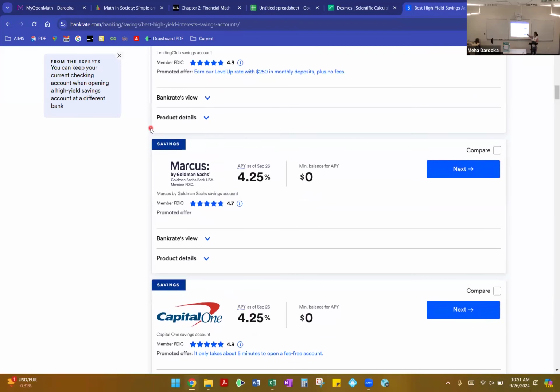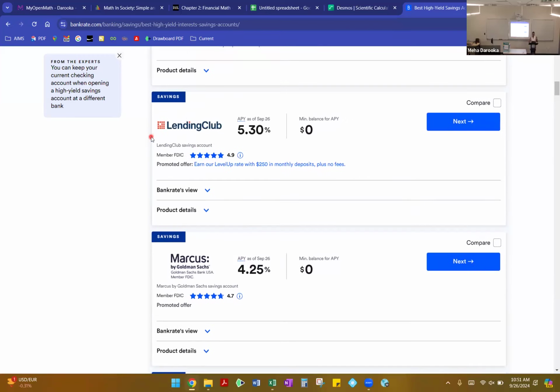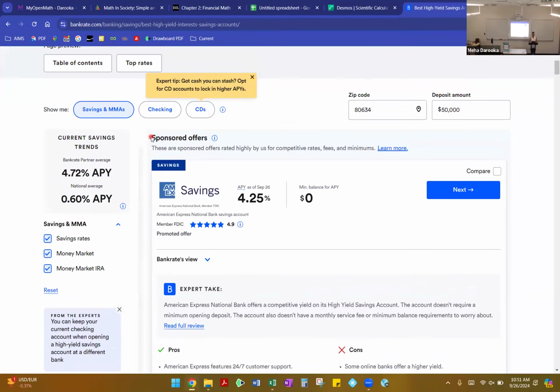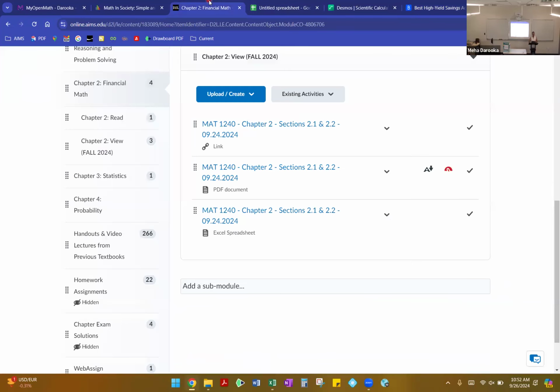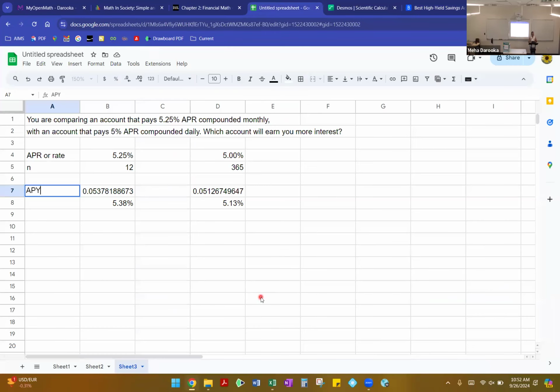Like you will see, this one here, Marcus, is by Goldman Sachs. Goldman Sachs is the big banking company, and Marcus would be maybe that online subsidiary, saying, hey, we're going to give you 4.25%. So that's why just looking at the APR and the compounding period is not enough, because just looking at it, we couldn't say.